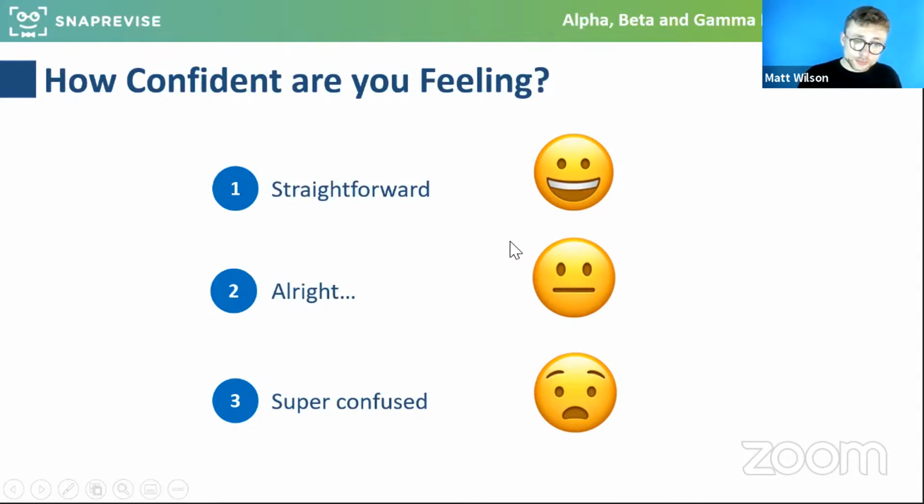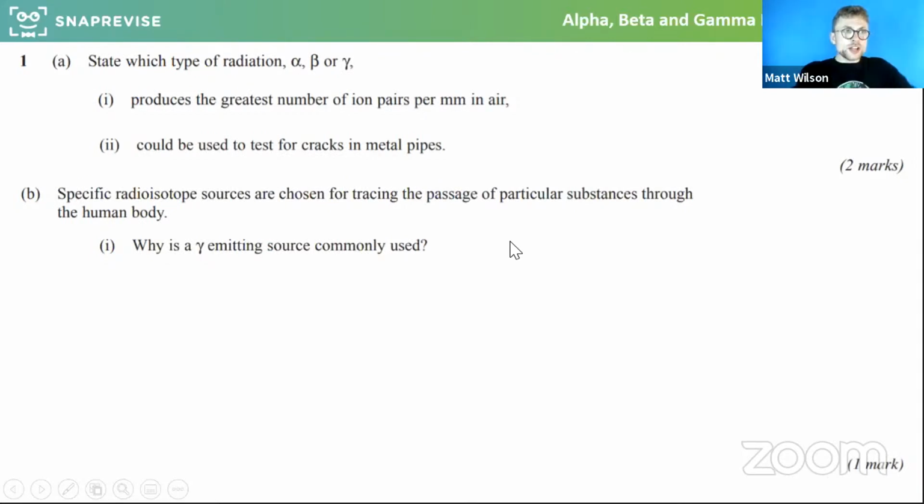All right. So, state which type of radiation, alpha, beta, or gamma, produces the greatest number of ion pairs per millimeter in air. So this is a really roundabout way of saying which type of radiation is the most ionizing, which one creates the most ions as it passes through a millimeter of air. Well, we said that alpha was the most ionizing. So the answer here is going to be alpha.